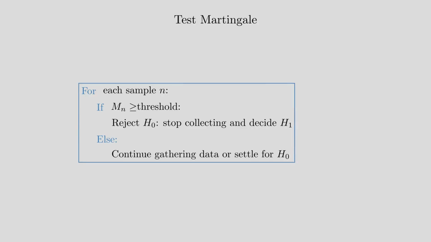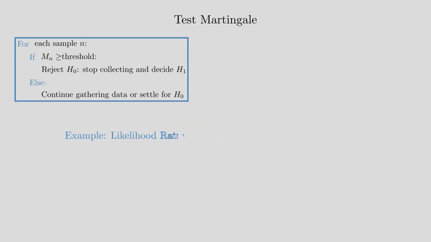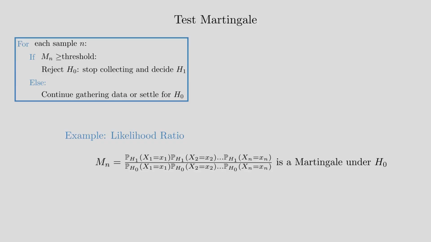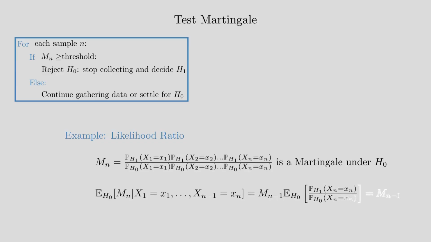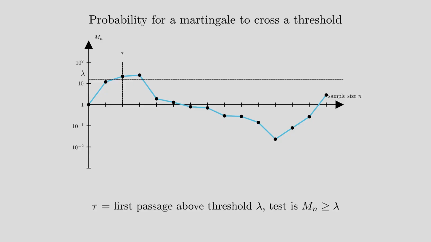For example, one evidence we can use is the likelihood ratio itself. What changes from our previous tests is the threshold we will use, so that we don't accumulate error probabilities. For that, let's look at some trajectories under the null hypothesis. We call tau the first passage above a threshold lambda, and set tau to be infinity if the martingale never passes above the threshold.